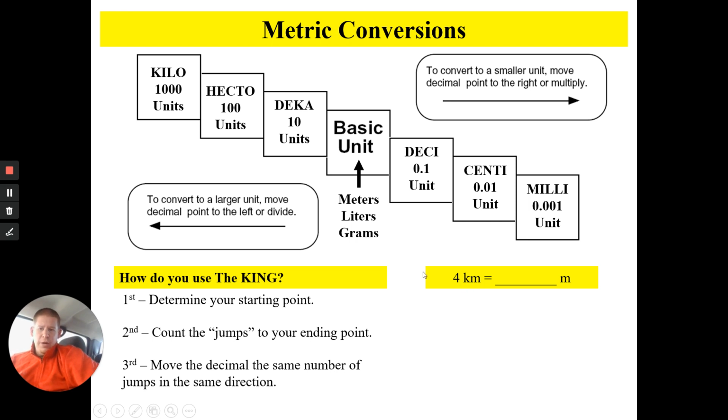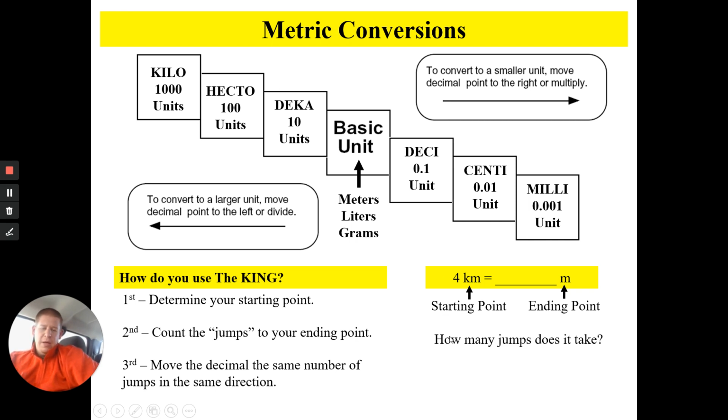So let's try one that's a little more tricky. If we have 4 kilometers, we're starting up here with kilo, and we're going to see how many jumps take us back to our basic unit, because we want 4 kilometers in meters. So we determine our starting point, which is 4 kilometers, and we see how much it's going to take us to get to our ending point, which in this case is meters. So 4 kilometers all the way down to meters.